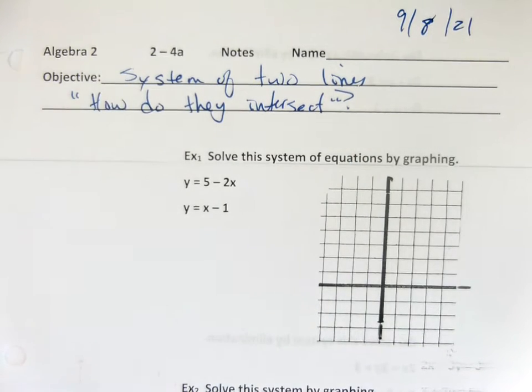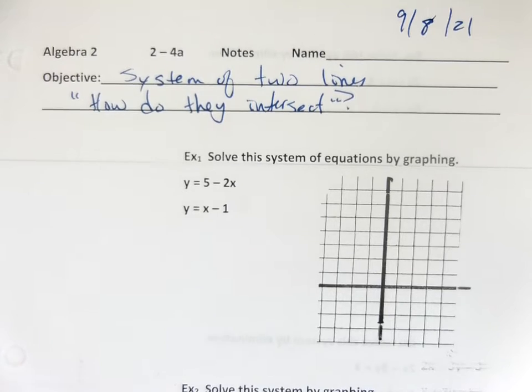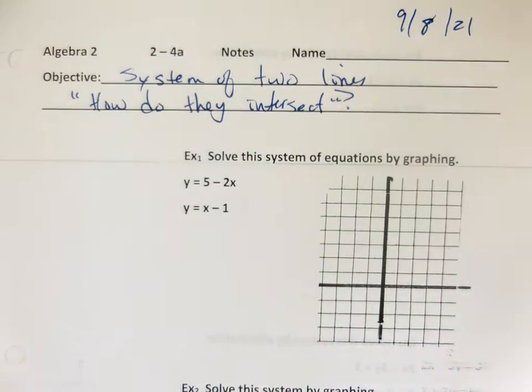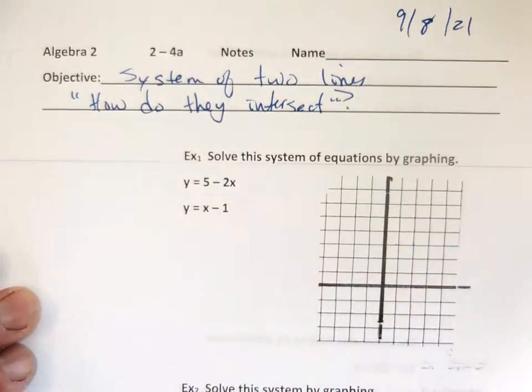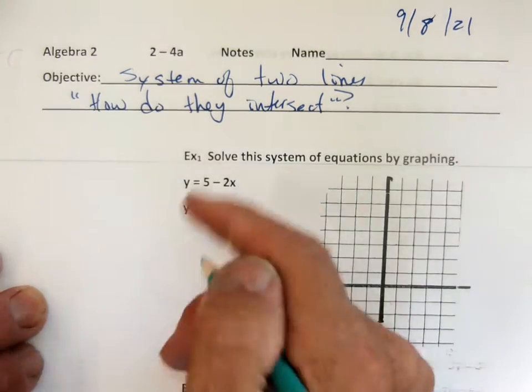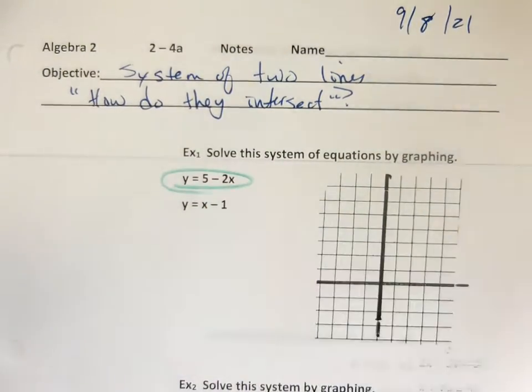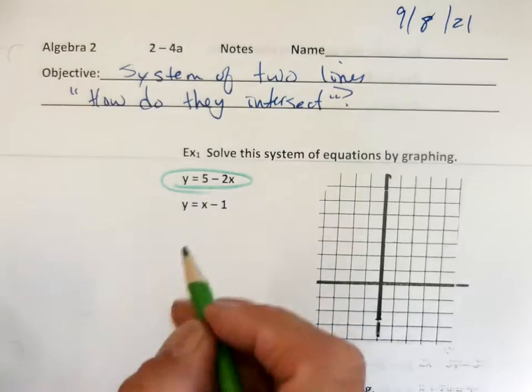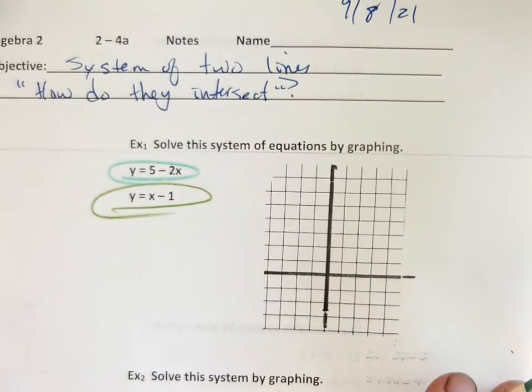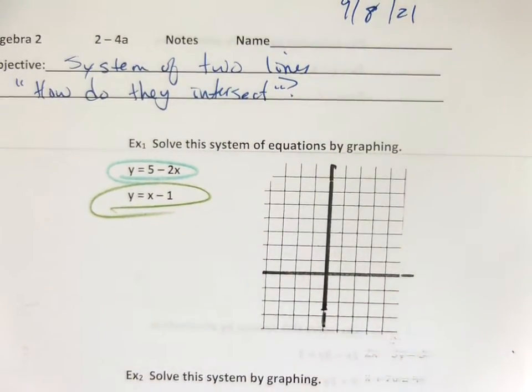One way to do it is graphing. Graphing works fine. I'm going to try and use two different colors because it's just easier to see. I'll graph the first equation in blue, and I'll graph the second equation in green. If you're colorblind, I'm not really helping you a whole lot at all, am I?